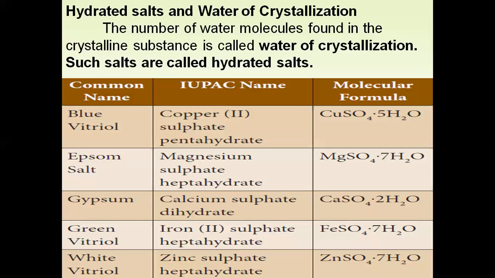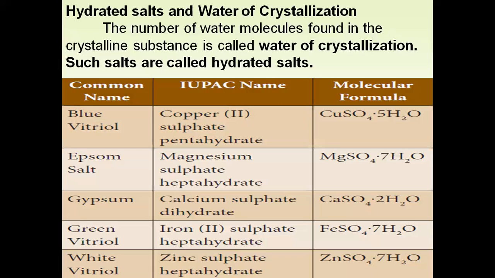The next one is FeSO4.7H2O, green vitriol, that is iron sulfate heptahydrate. Seven water molecules are present in the iron sulfate. White vitriol: these are blue vitriol, Epsom salt, gypsum, green vitriol, white vitriol. These are the common names for the salts, but copper sulfate pentahydrate and the like are the IUPAC names.